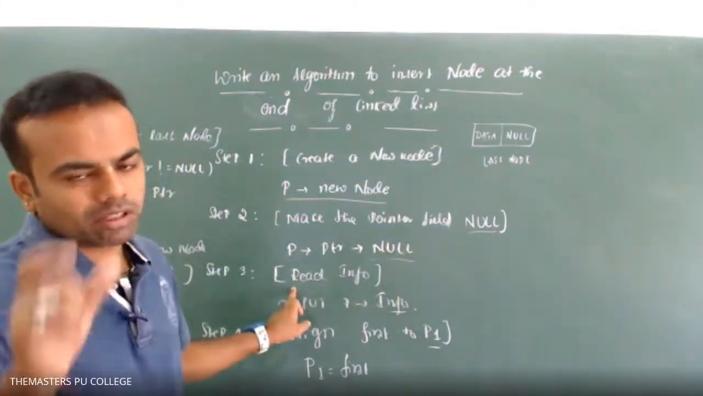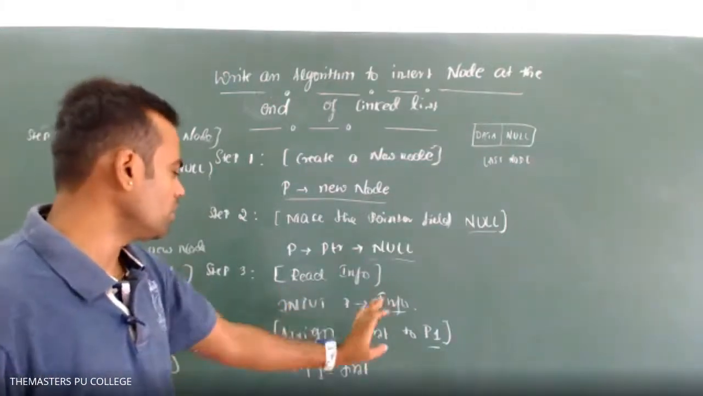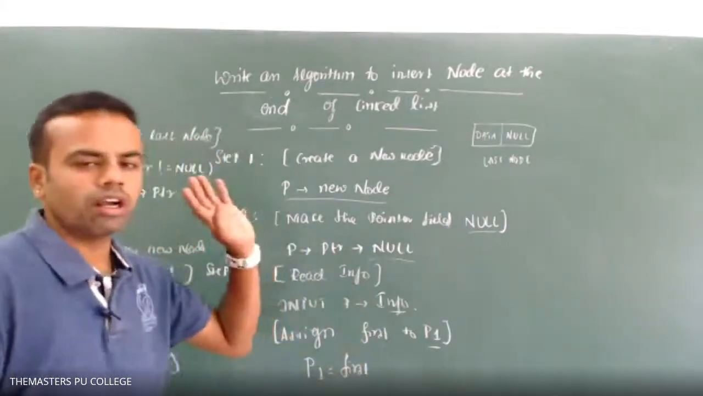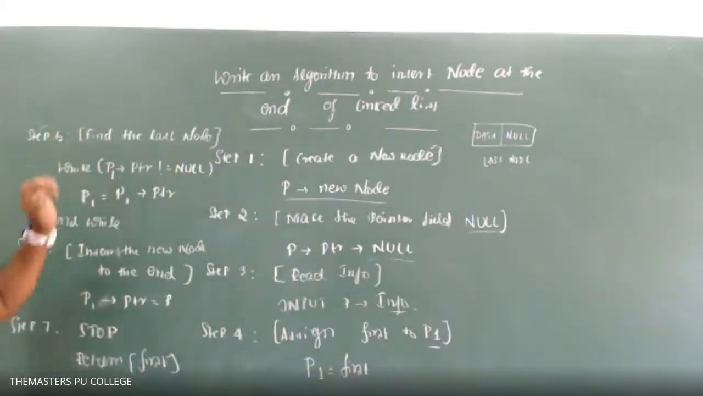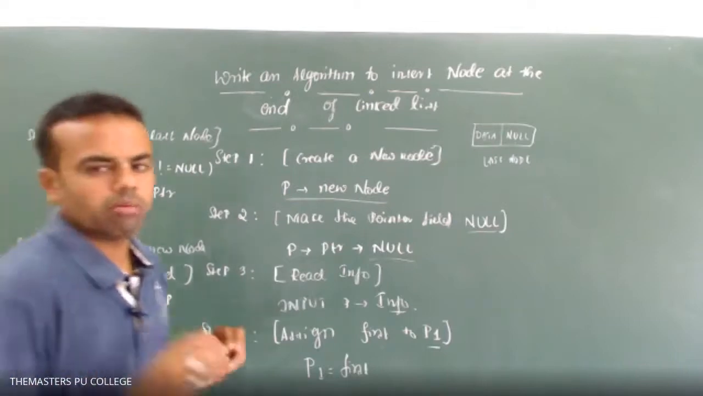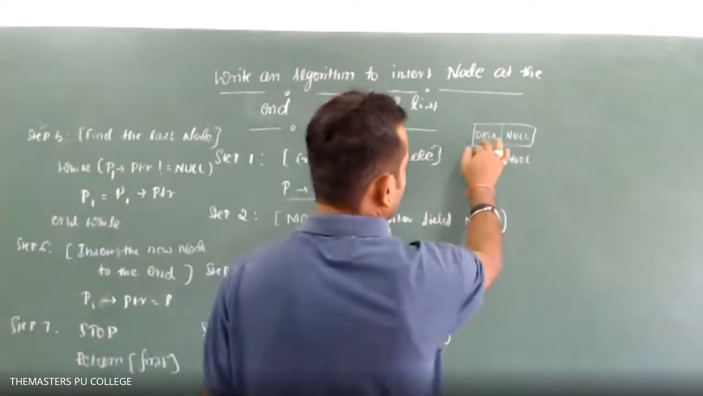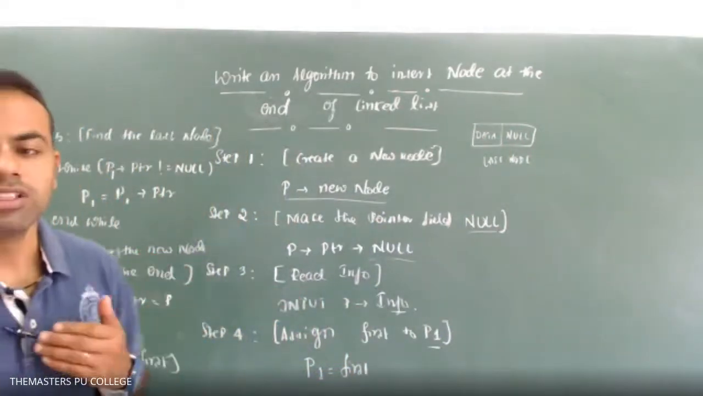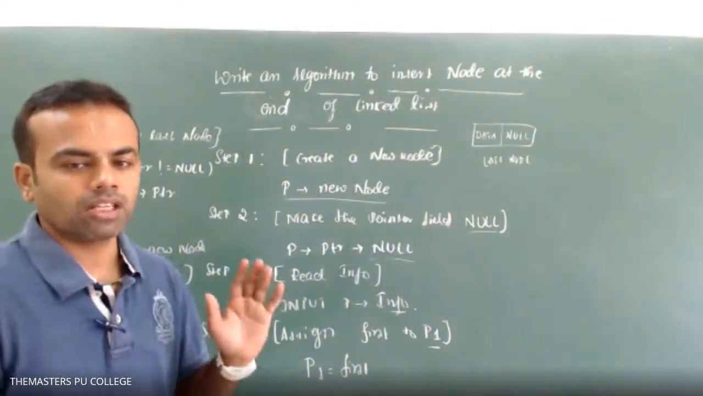Read the information, the first part. Input P information, assign the first to P1. P1 is equal to first, and you need to identify the last node. The last node is the node containing the first part data, and the second part will be null. So we can easily identify the last node, right?